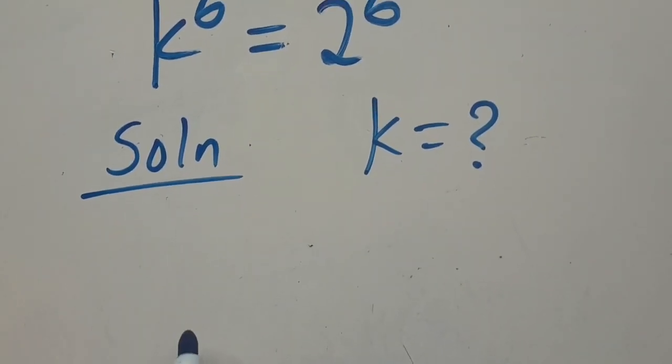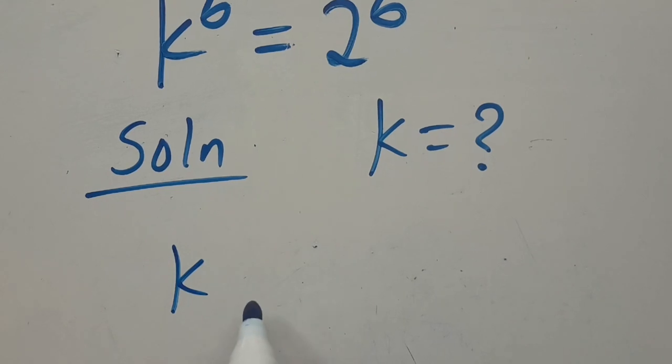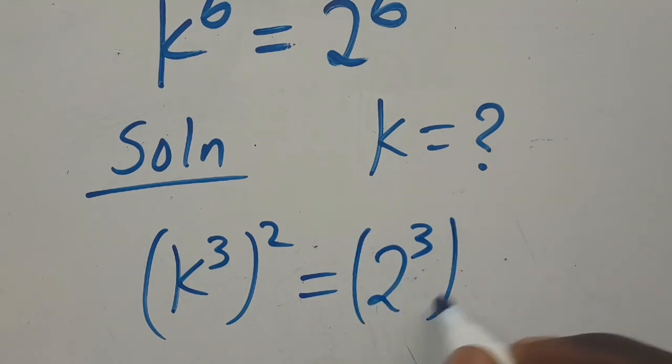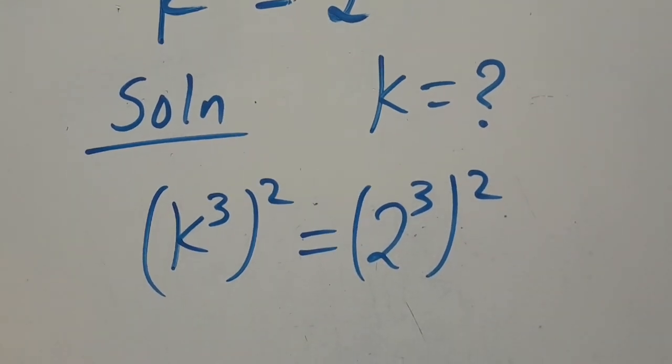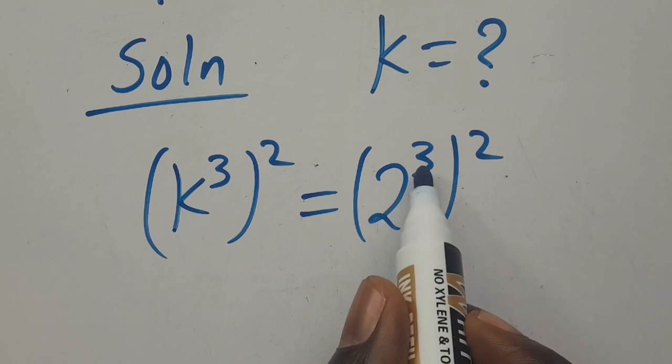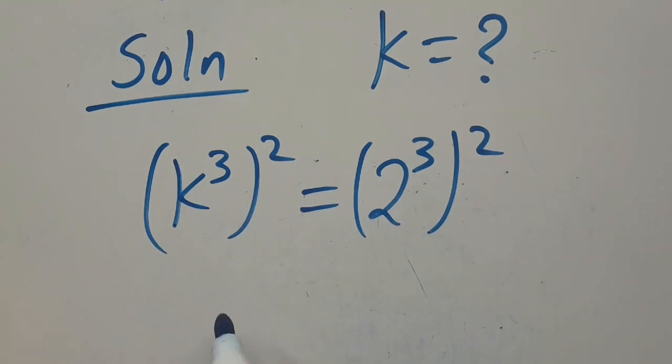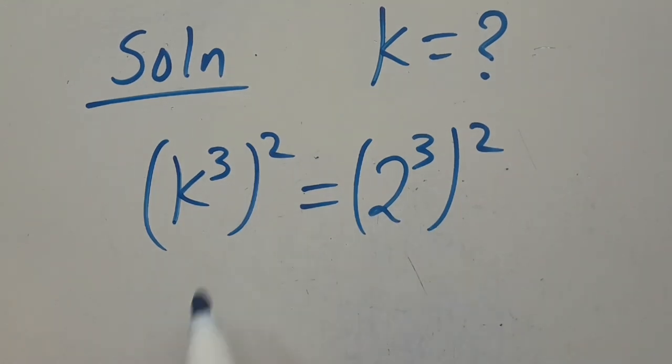From here, we can simplify this as k to the power of 3, all in bracket, to the power of 2, equals 2 to the power of 3, all in bracket, to the power of 2. Because 2 times 3 will give us 6, and 3 times 2 will give us 6. So from here, let's take the whole expression to the other side.